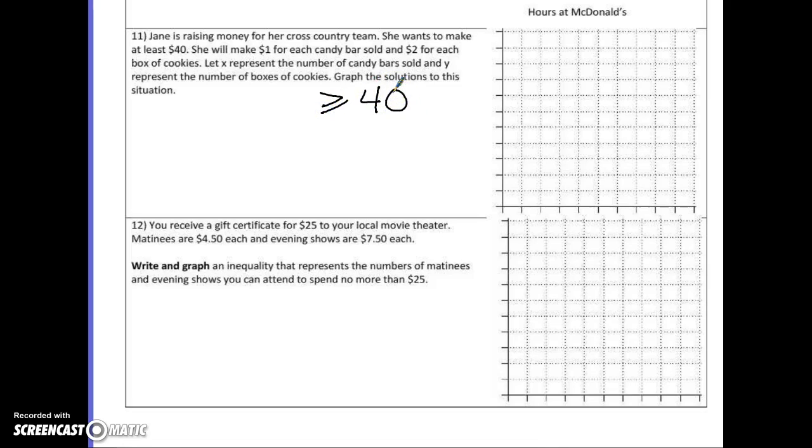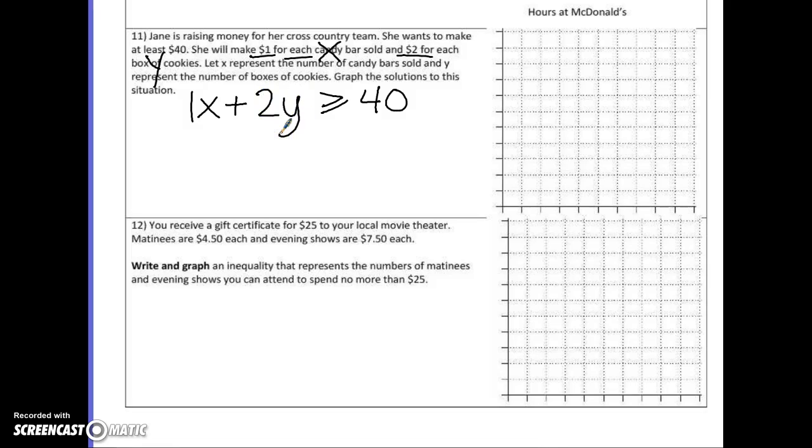She's going to make $1 on each candy bar. $1 each candy. I'm going to call candy X, the number of candy bars, and then $2 for each box of cookies. I'm going to call that Y. So we're going to have 1 times the number sold plus 2 times the number sold.